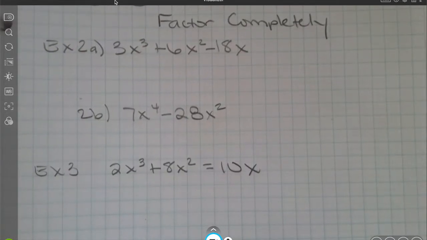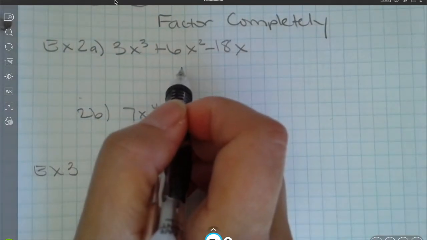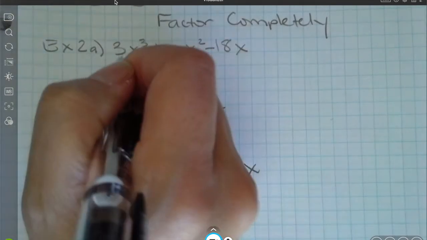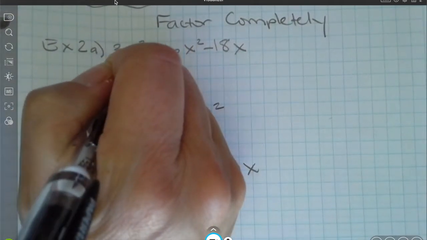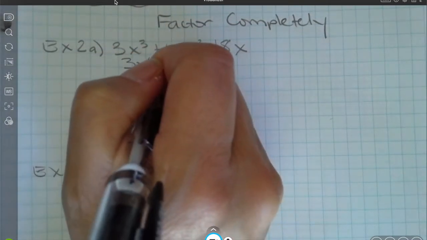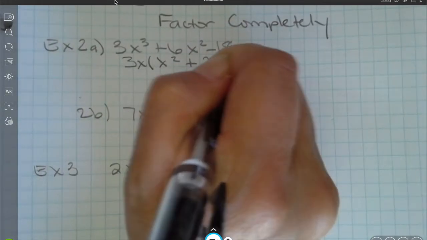All right, so start with the very first step, greatest common factor. What is the greatest common factor of all of these? You're going to notice it is going to be 3x. So I divide 3x out from this first term, and I get x squared plus 2x minus 6.